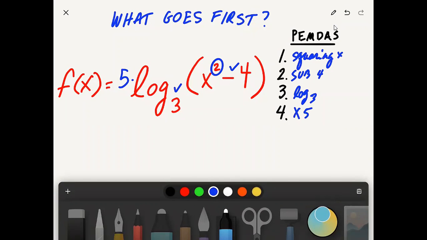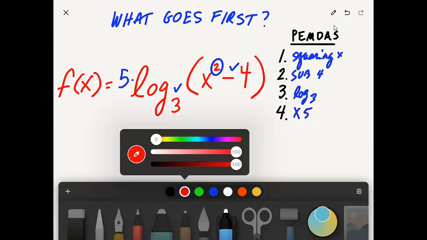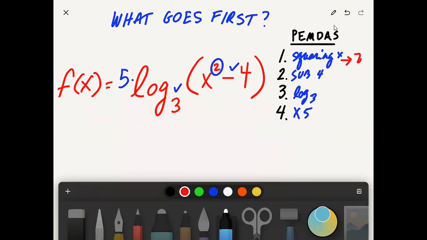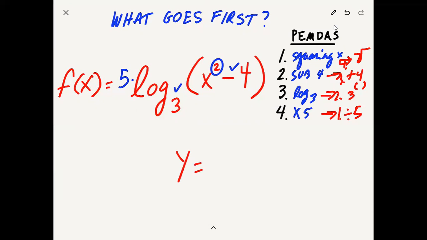Once I have those operations, according to PEMDAS, I'm just going to take the inverse and then reverse the order. So the opposite of squaring is taking the square root. The opposite of subtracting 4 is adding 4. Opposite of taking the log with a base of 3 is having an exponential function with the base of 3. And then the last thing, the opposite of multiplying by 5, is dividing by 5. Now I reverse the order, and then I just perform those operations on X.